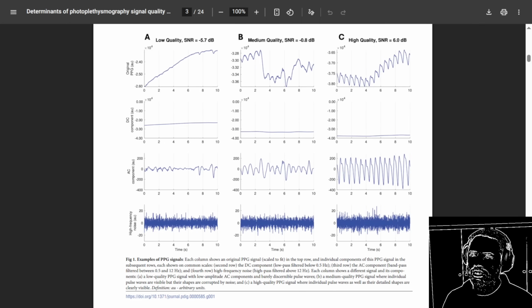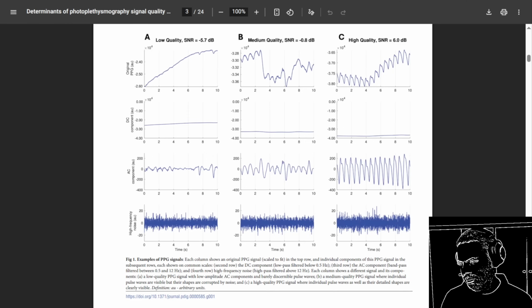In relation to the previous simulation, can you actually look at this figure and explain the figure in detail? Certainly. This figure shows examples of PPG signals with different quality levels, labeled A, B, and C. Each column represents a different signal quality, from low quality with significant noise to high quality with clear waveforms. The rows show the original signal and its components, like the DC component, the AC component, and the high-frequency noise. This helps visualize the differences in signal quality and how noise can affect the clarity of the PPG waveform.